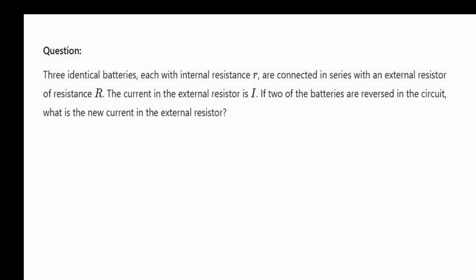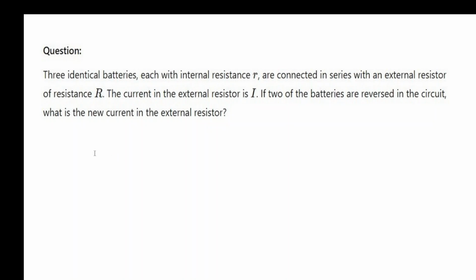Here is another possible exam style question for A-level physics. It's on electricity again. Three identical batteries, each with internal resistance lowercase r, are connected in series with an external resistor of resistance capital R. The current in the external resistor is capital I. Now, if two of the batteries are reversed in the circuit, what's the new current in the external resistor? You can give this in terms of capital I.